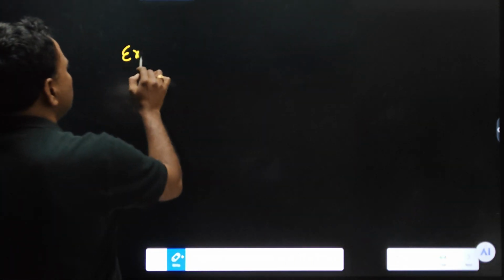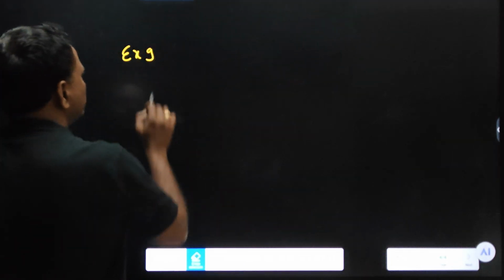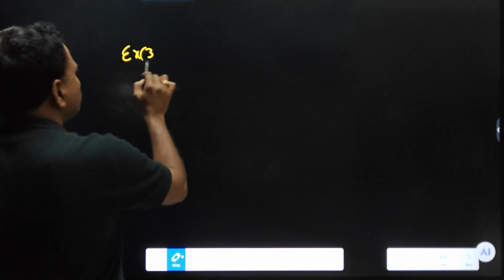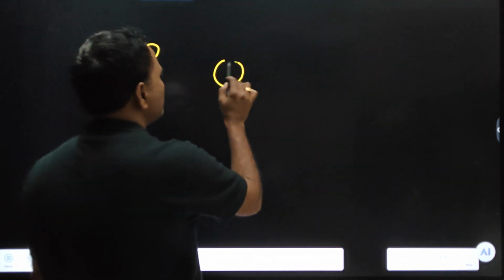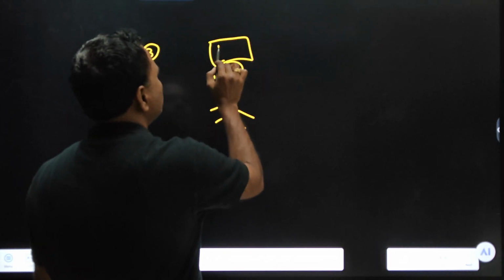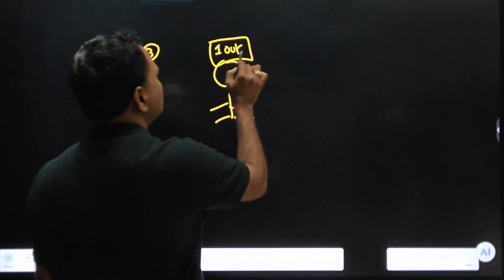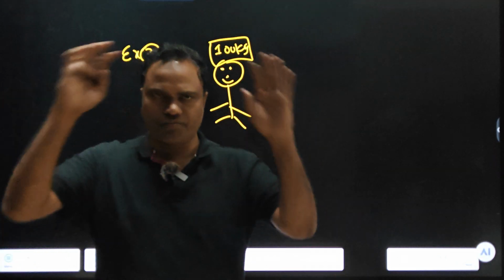Example 3. Let us discuss one small general example. What is that general example? Let us consider a person who is lifting some weights on his head. For example, he is lifting some 100 kg.